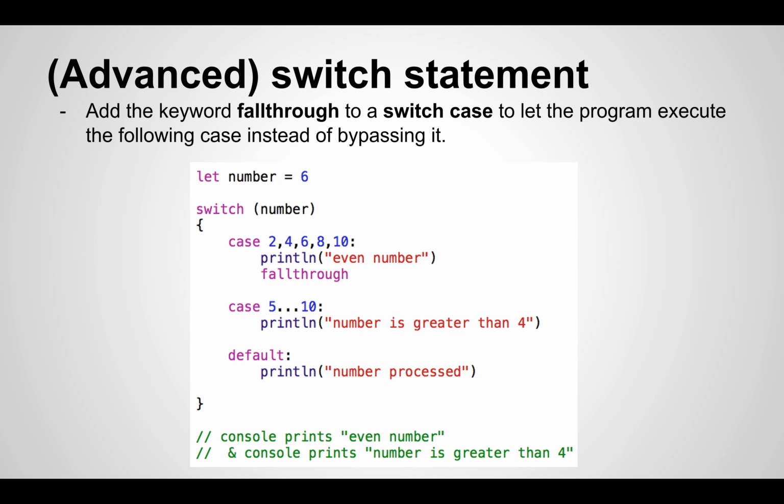And as you can see here, we have number that's 6. Okay, so 6 can actually be in 2 cases here. It could be in the case where 2, 4, 6, 8, 10. So it is an even number, so it would print even number. And that's why you want to use fallthrough, because it also fits in the next case, where it's a value between 5 and 10, right? So 5...10, it also fits that. Number is greater than 4. Okay? So as you can see, use the word fallthrough if you want to test for multiple cases.